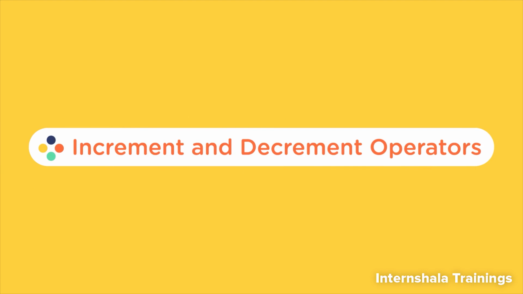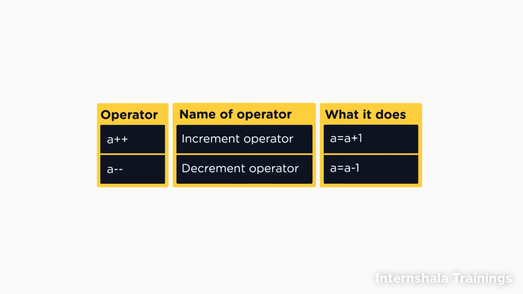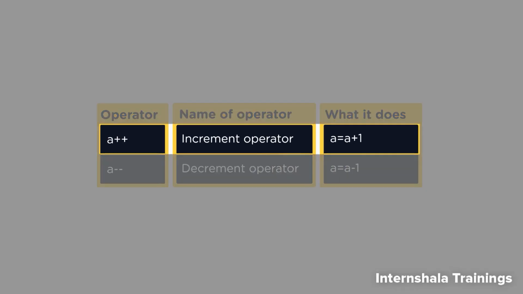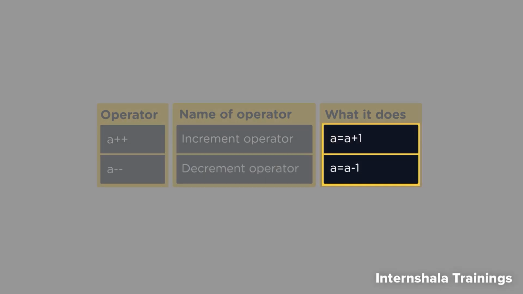Now let's look at the last type of operators, that is the increment and decrement operators. These operators are used to increase or decrease the value of a variable by 1. These here are the two operators that are used to do so. This is the increment operator and this is the decrement operator. And this is the function that the operator intends to perform.